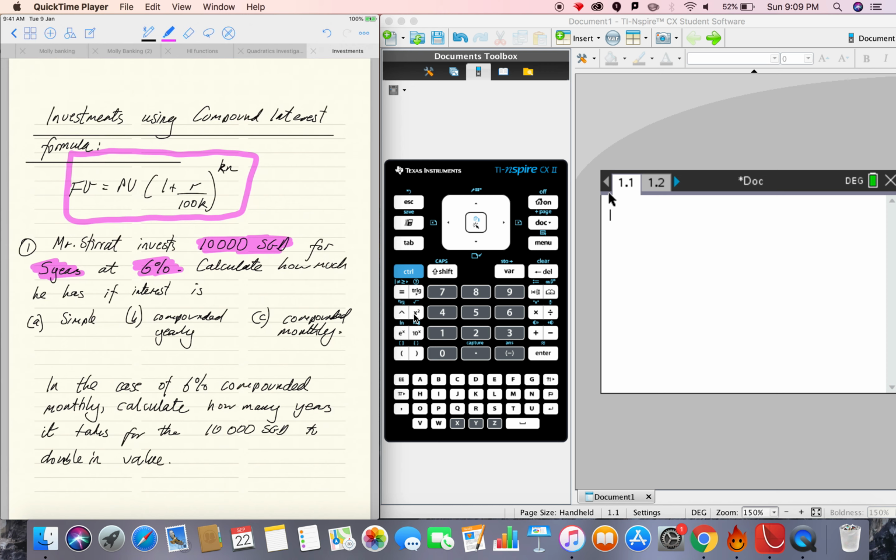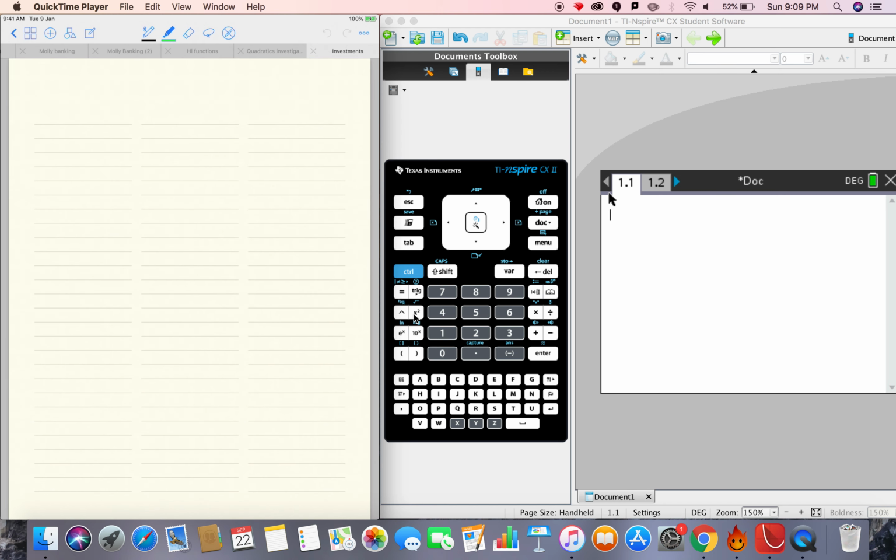Okay, calculate how much he has if interest is simple. Oh, okay, so this is actually not compound interest, and we've got to bear in mind that this is the compound interest formula. So we've got a bit of a trick question here, and this is actually simple interest. Now it's weird, simple interest just doesn't exist anymore because no one would even fall for it. Simple interest means I get 6% of 10,000 in the first year, and then I keep that same absolute amount every year. So let's just do part A first, okay?